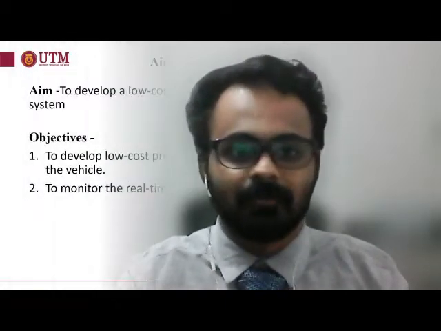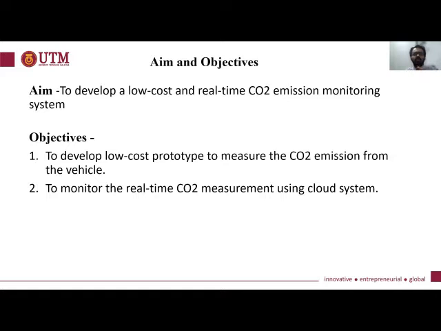Without wasting our time, let's move to our content today. Our aim of this innovation is to develop a low cost and real time CO2 emission monitoring system. An objective for our innovation is to develop a low cost prototype which can measure the CO2 emission from vehicles and monitor the data in real time using a cloud system. Next, let's move into our demonstration of our prototype.